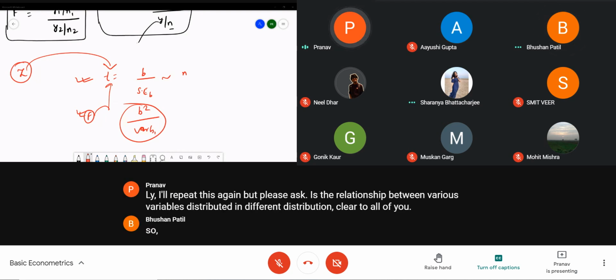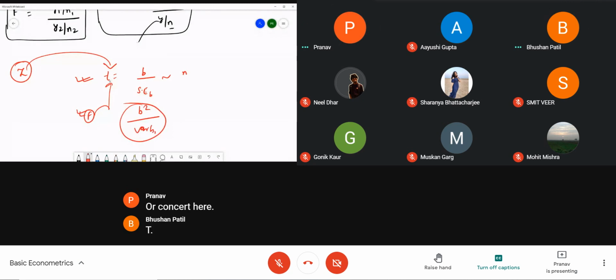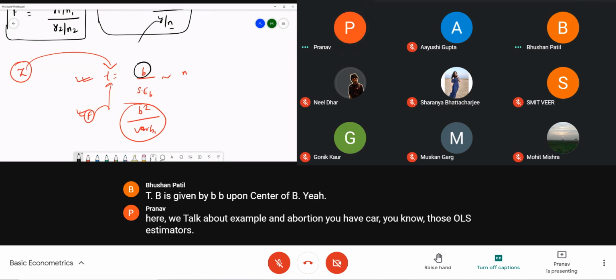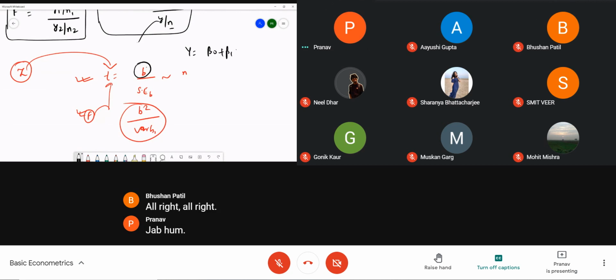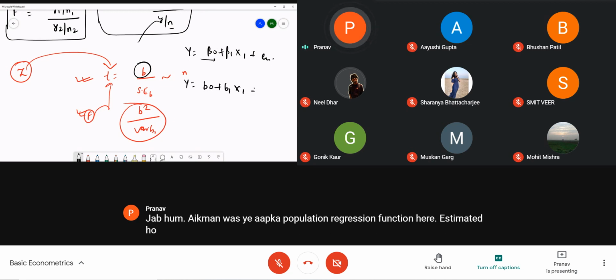So, हाँ जी. ये जो B है, it is a random normal distribution, right? कौन सा डियर? एक सेकेंड. T, ये T? B. T is given by B upon standard error. ये B तो आपका, ये तो मैंने एग्जांपल लिया ना भूषण, ये B है आपका those OLS estimators. All right. जब हम, एक मिनट बस, ये आपका पॉपुलेशन रिग्रेशन फंक्शन है, आप इसको एस्टिमेट करते हो एक सैंपल रिग्रेशन फंक्शन से, राइट?